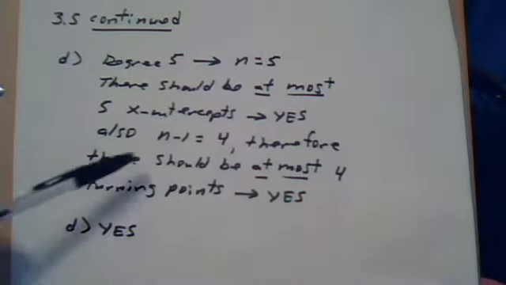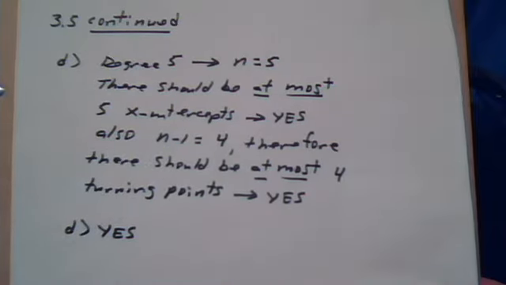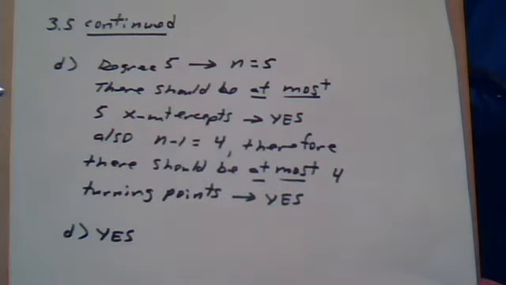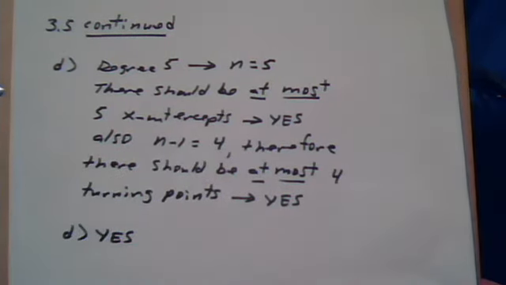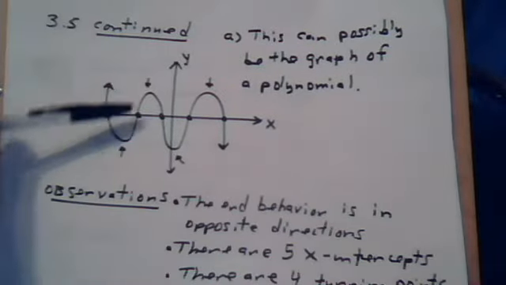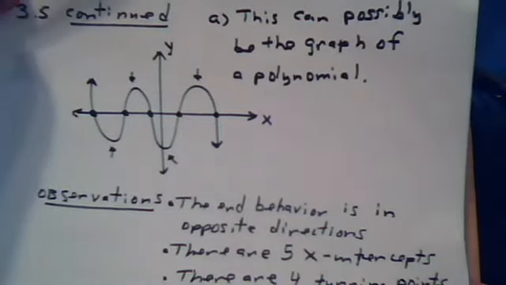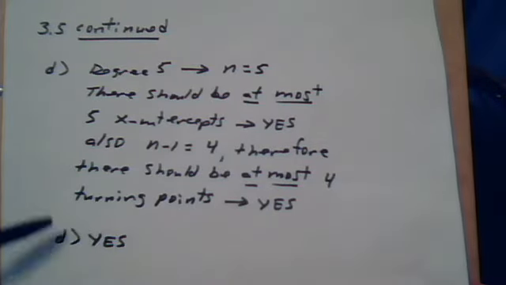Now let's check the turning points. The number of turning points, if this is a degree 5, would be 5 minus 1, which is 4. Therefore, there should be at most 4 turning points. 1, 2, 3, 4. So there's at most, that means no greater than 4 turning points. So D gets a yes.